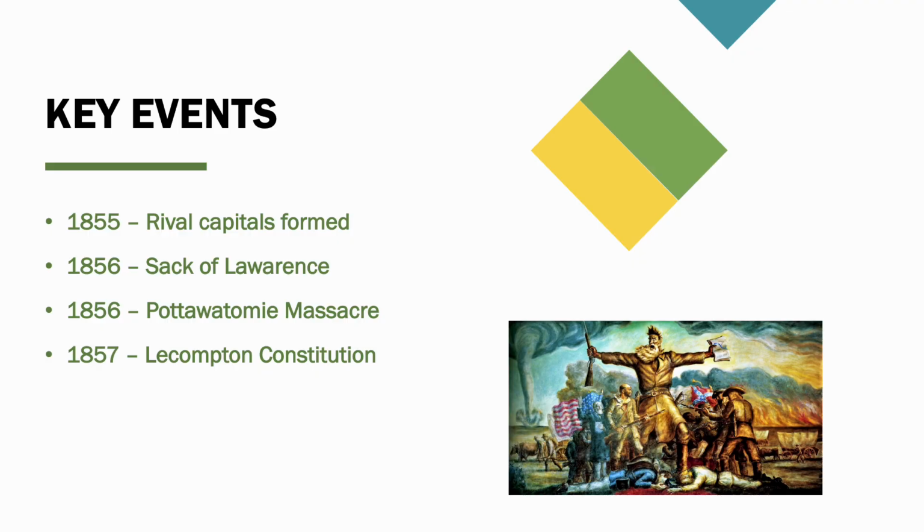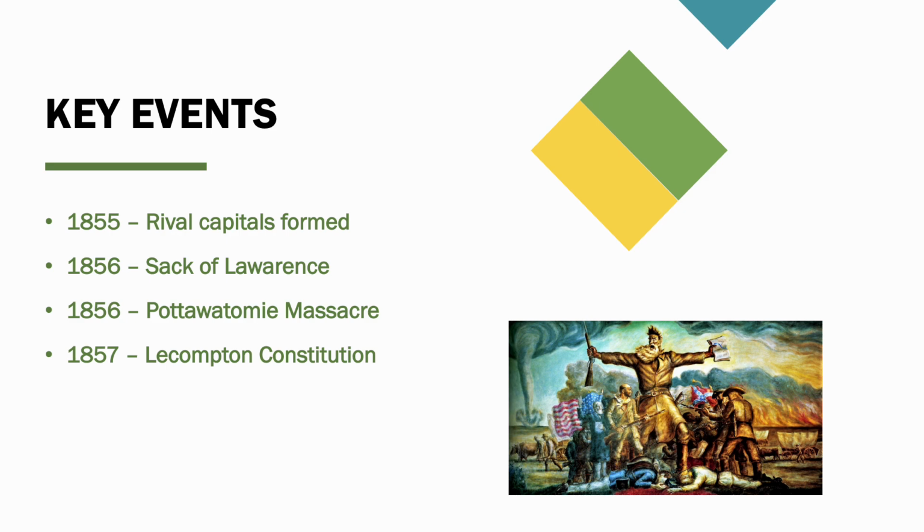Key events of Bleeding Kansas. In 1855, Lecompton, which was pro-slavery, and Topeka, which was a free state, formed as alliances. The sack of Lawrence was pro-slavery forces attacking the anti-slavery town of Lawrence, where they destroyed property. The Potawatomi Massacre was a deadly conflict where John Brown and his followers killed 5 pro-slavery settlers in response to the sack of Lawrence.